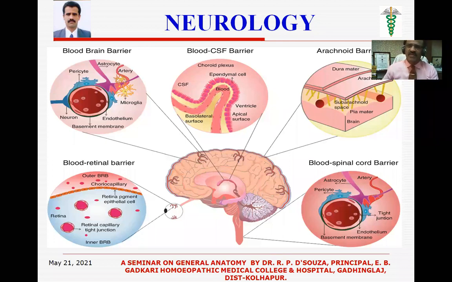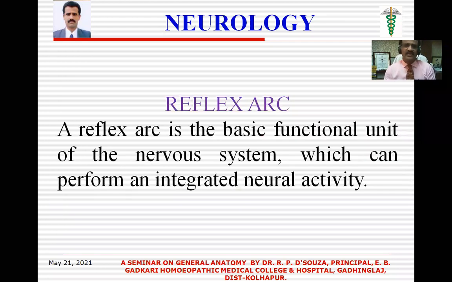So this is in short about the blood-brain barrier. Now we will go to another subtopic of today's webinar, and that is the reflex arc. Now the reflex arc is known to you because you have already studied this. This is more basic of the nervous system. This was already taught in the school days. A reflex arc is the basic functional unit of the nervous system. Remember, basic functional unit, reflex arc, which can perform an integrated neural activity.